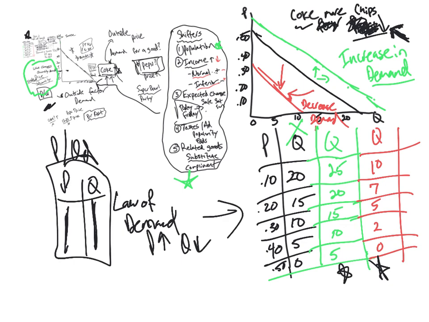And so you imagine it like this. Before at 10, they bought 20. Now since chips are cheaper, they're buying more, so they're buying 25 Coke. They're buying 20 Coke. They're buying 15. They're buying 10. They're buying 5 at all of these varieties of prices. Okay? So these are called the shifters in the demand curve.